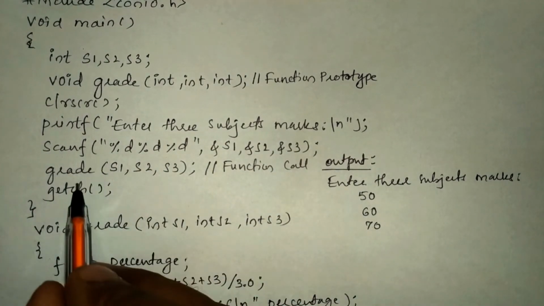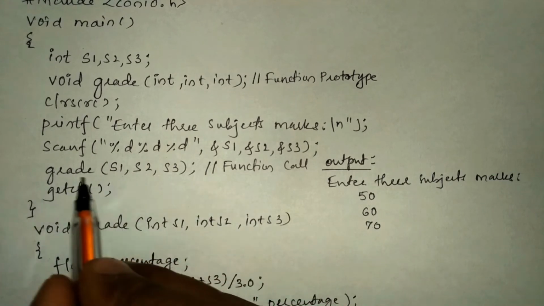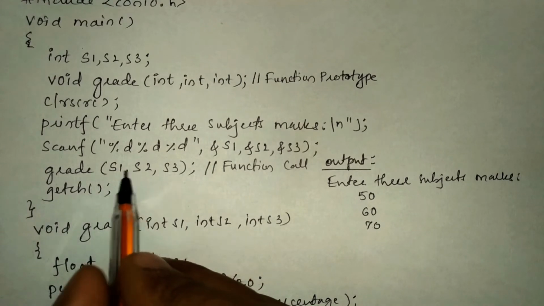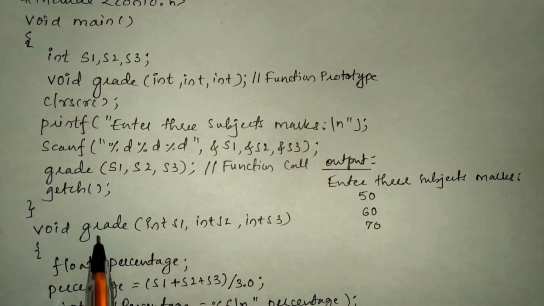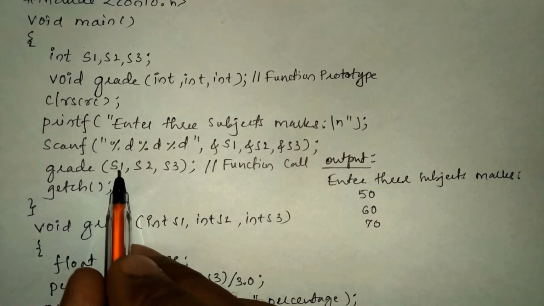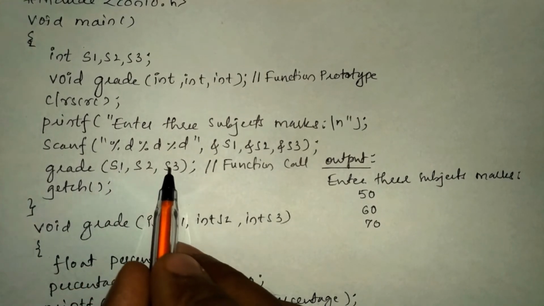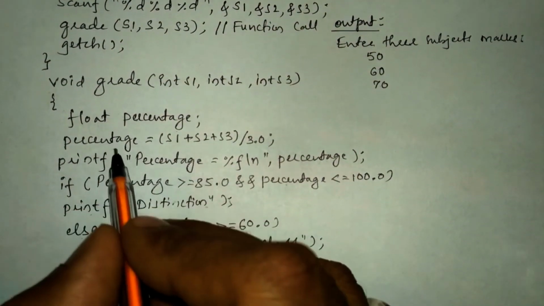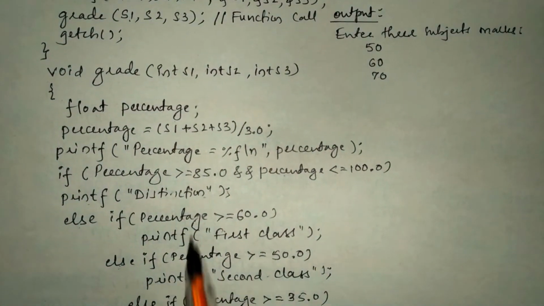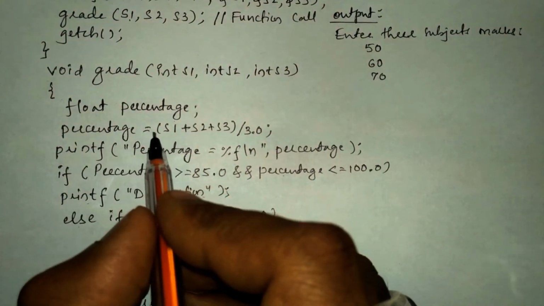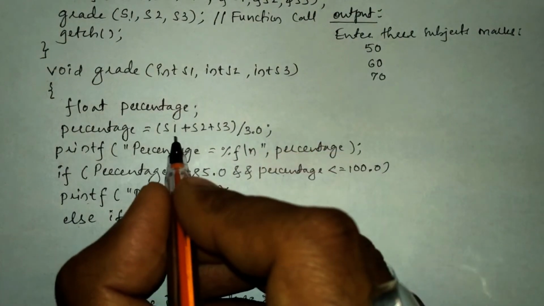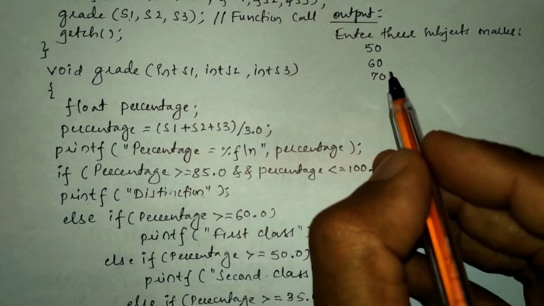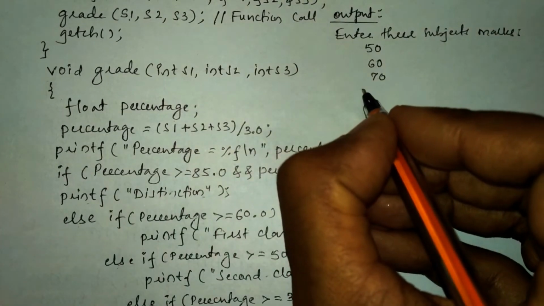And after this scanf there is a function call. So whenever it encounters this particular statement, the control directly jumps to the function definition by passing the values of S1, S2 and S3. So control comes over here and it starts executing the instructions written in the function definition. So it calculates percentage. Here percentage will be calculated by adding s1 plus s2 plus s3 whole divided by 3.0. So here it is going to calculate something like this.